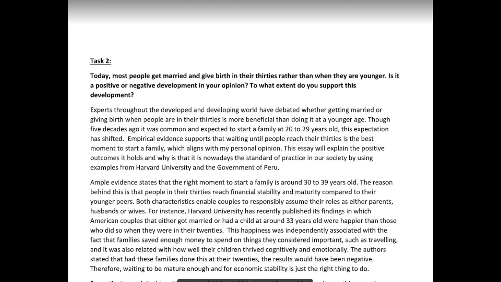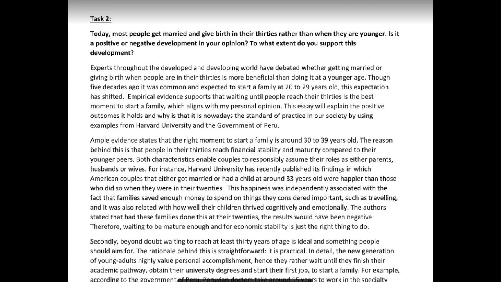Let's take a look at your task 2. Marriage and birth in your 30s. Okay, which is better? Let's see. It doesn't say really which is better. It just says this is a positive or negative trend. Let's see what you said about it.